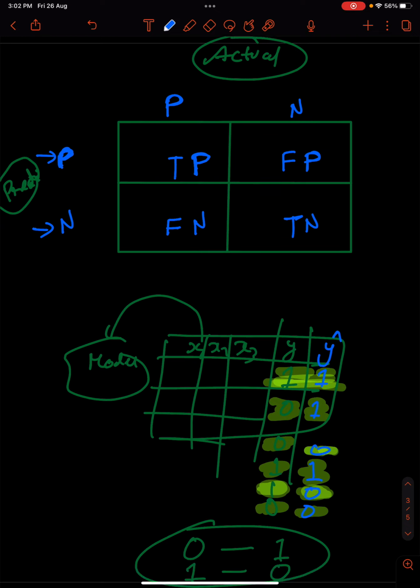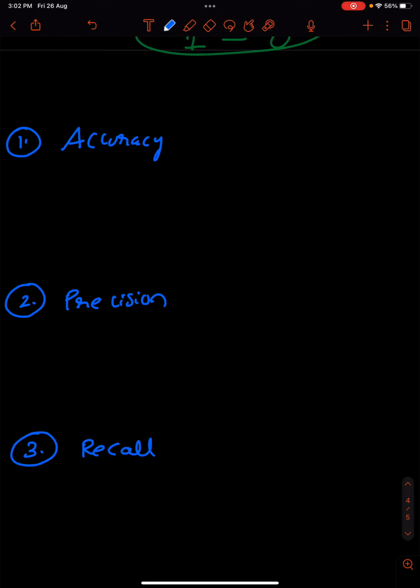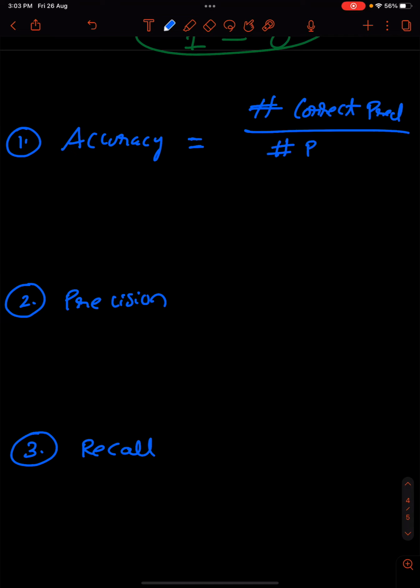And now from this we would be able to get 3 important metrics, which are accuracy, precision, and recall. So let's look at the formula for this. Accuracy is nothing but the total number of correct predictions by total predictions, right? Let me write this roughly over here. Total number of correct predictions by total predictions.